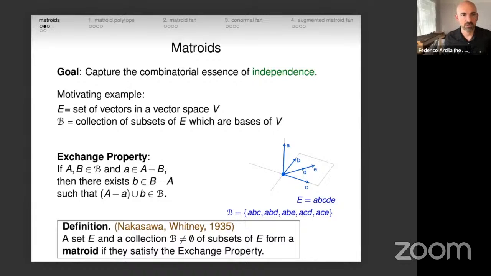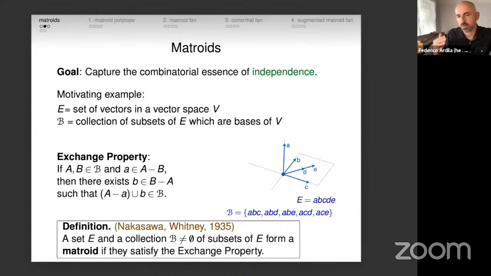So it goes like this. You start with a collection of vectors E. For me, it's going to be a finite set of vectors in a vector space. And then for that collection, I'm going to see what are the bases of the vector space V that I can form using the vectors in my subset. And so I think in this example, it'll be clear what I'm saying. This is supposed to be a picture of R3. The points B, C, D, and E are on the floor. So the vectors B, C, D, and E are on the floor, the XY plane. The vector A points out.